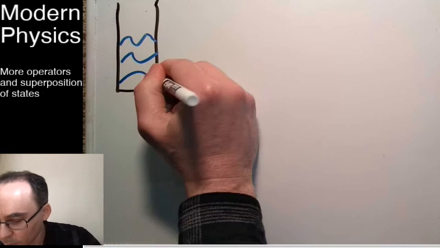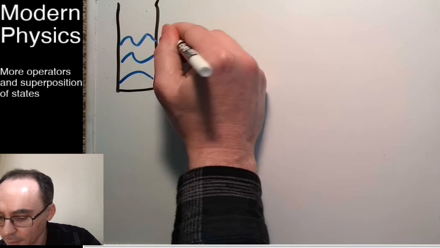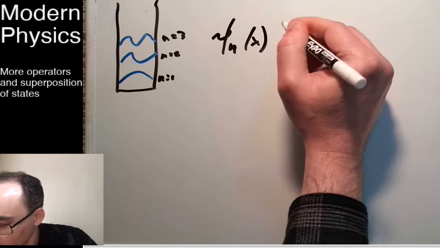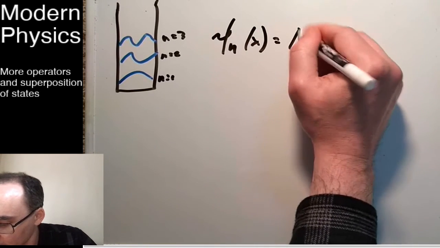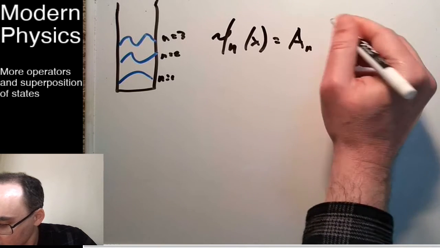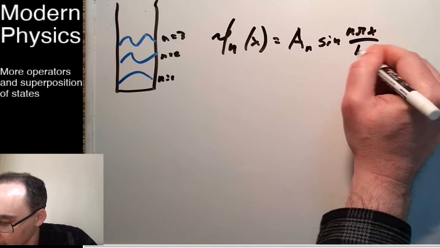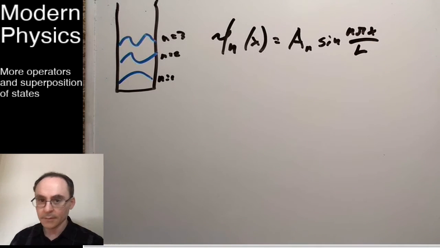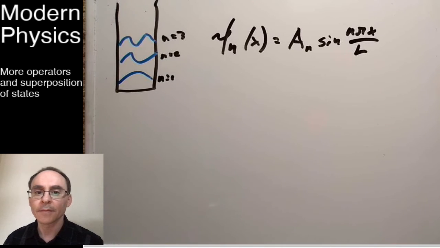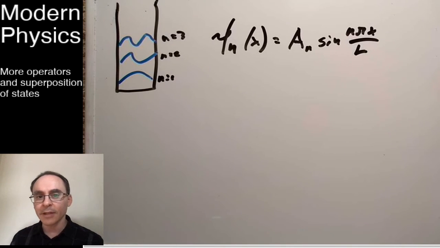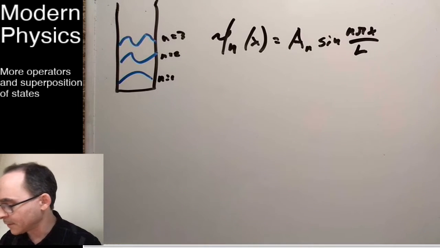And we labeled them n equals 1, n equals 2, n equals 3, and we had that the wave function in general was some amplitude, which I'm not going to bother with, sine n pi x over L as our wave function. And then we said basically each of those, just from the equation, has a specific energy. And not all energies are allowed.